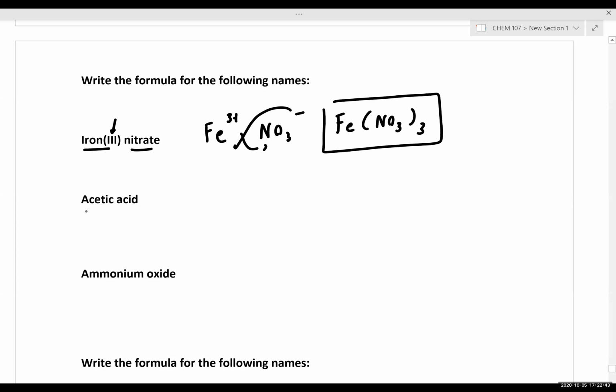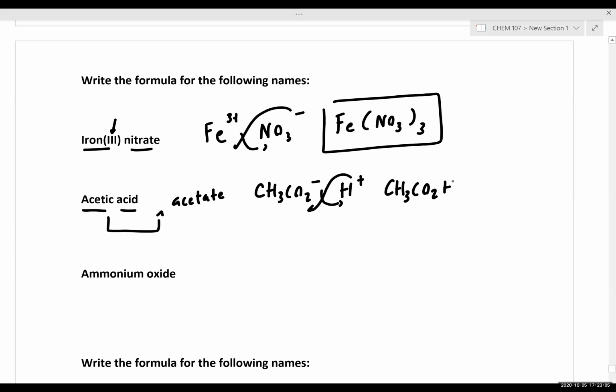Looking at this next example, acetic acid. So this is derived from acetate, which has the form CH3CO2 minus. Acids contain our ion and H plus. So then I cross my charges, and that gives us CH3CO2H. You can also write this as C2H3O2H, though I would prefer if you write it in this top manner because it'll be much more useful when we get to the organic chemistry section of this course.